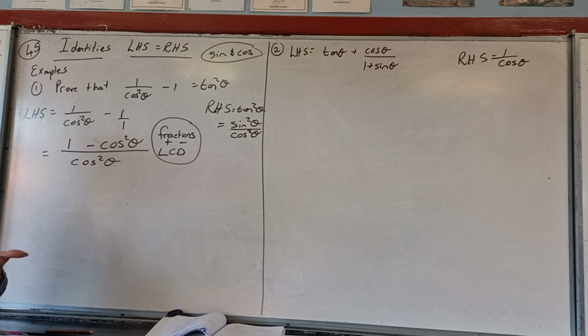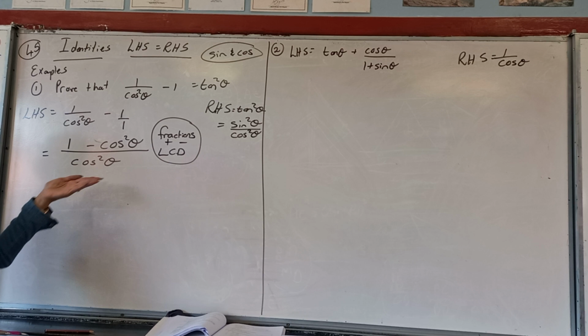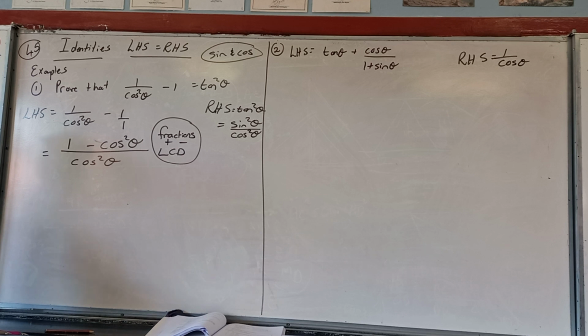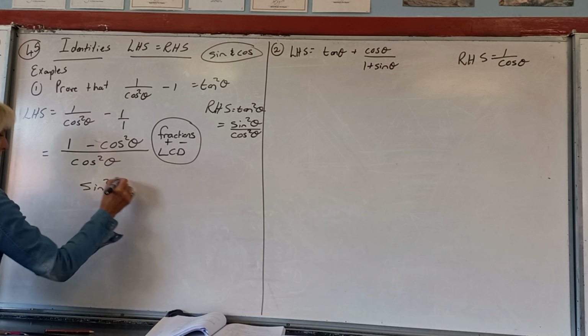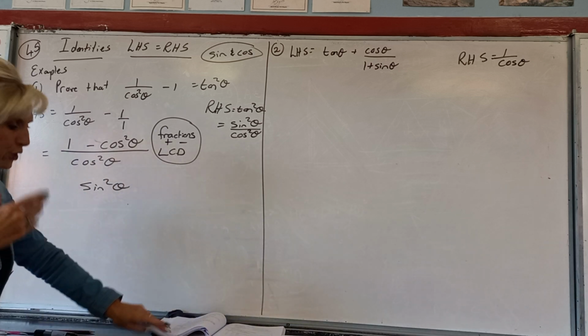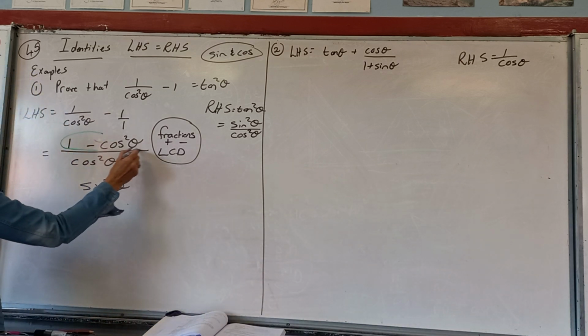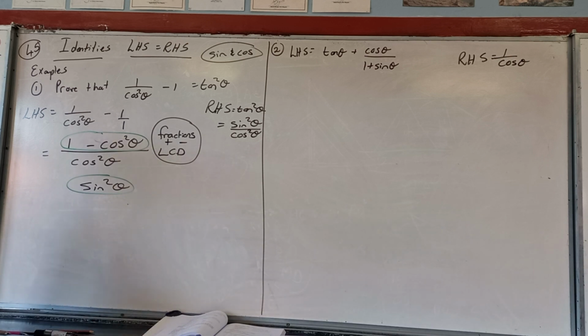So whenever I have fractions to be added and subtracted, I get the LCD. What I times at the bottom, I times at the top. And then what? Who has an idea? 1 minus cos squared is equal to sin squared. Excellent. And how do you know that? If you don't study it, you won't know it. That is an identity. You have to identify that it's an identity to be able to get that mark.